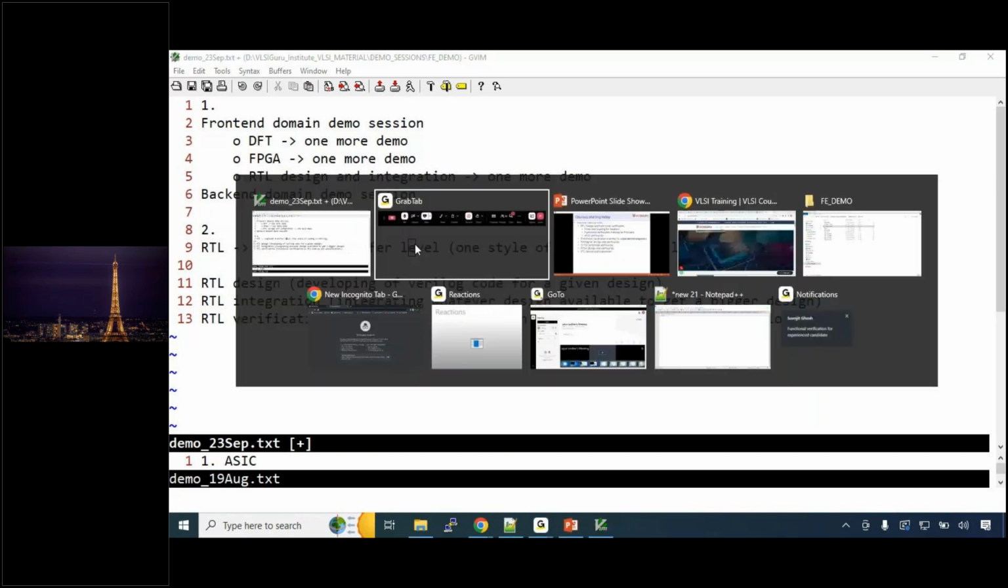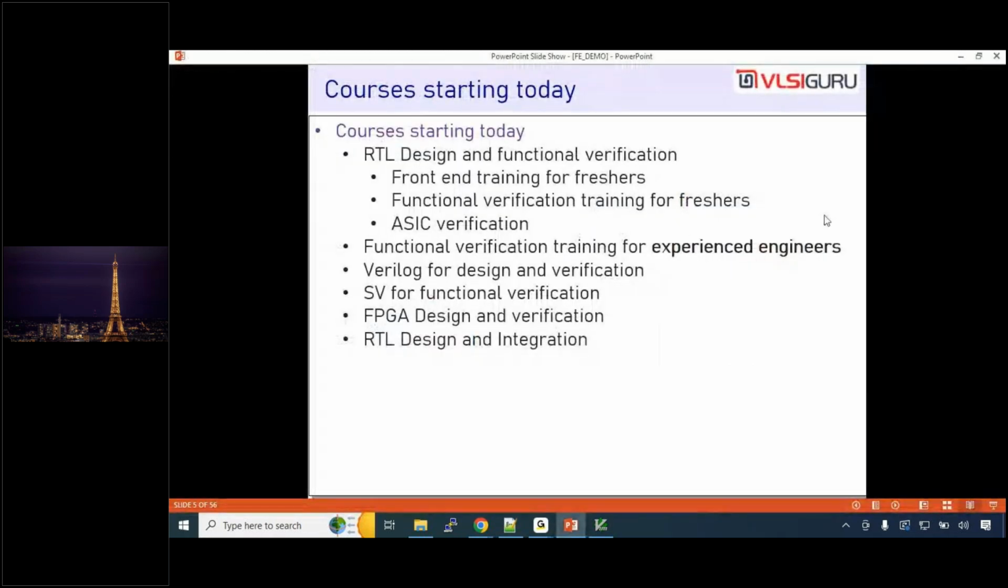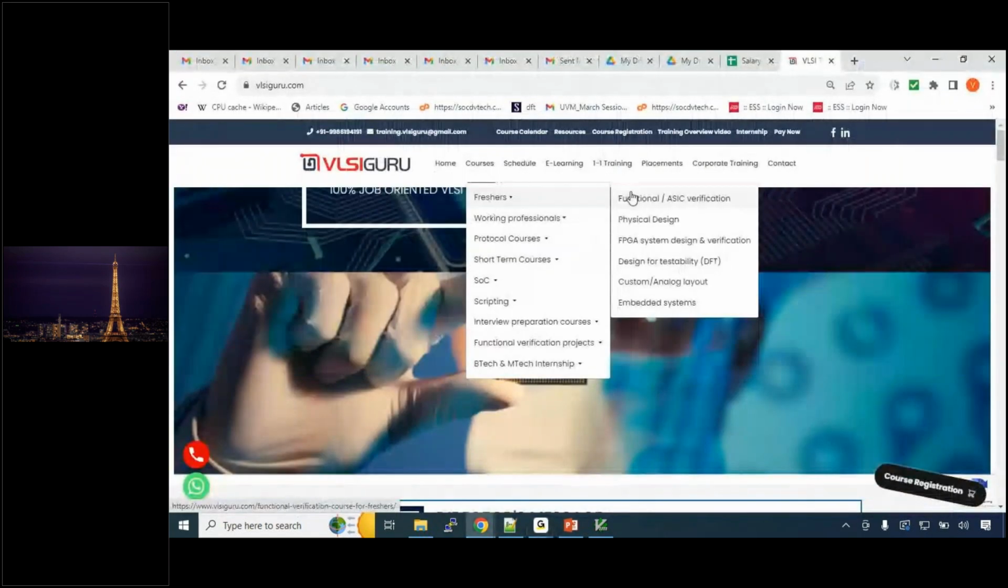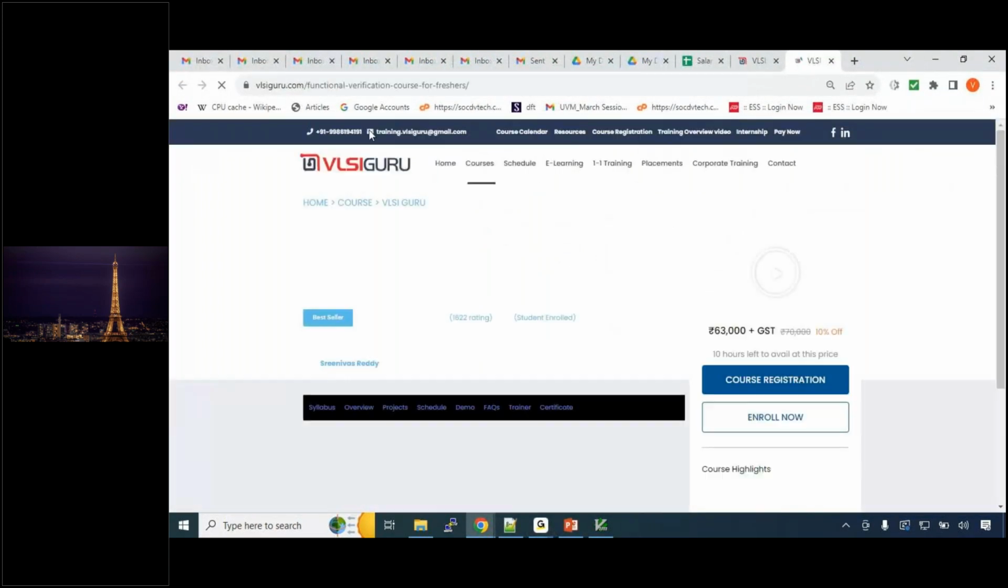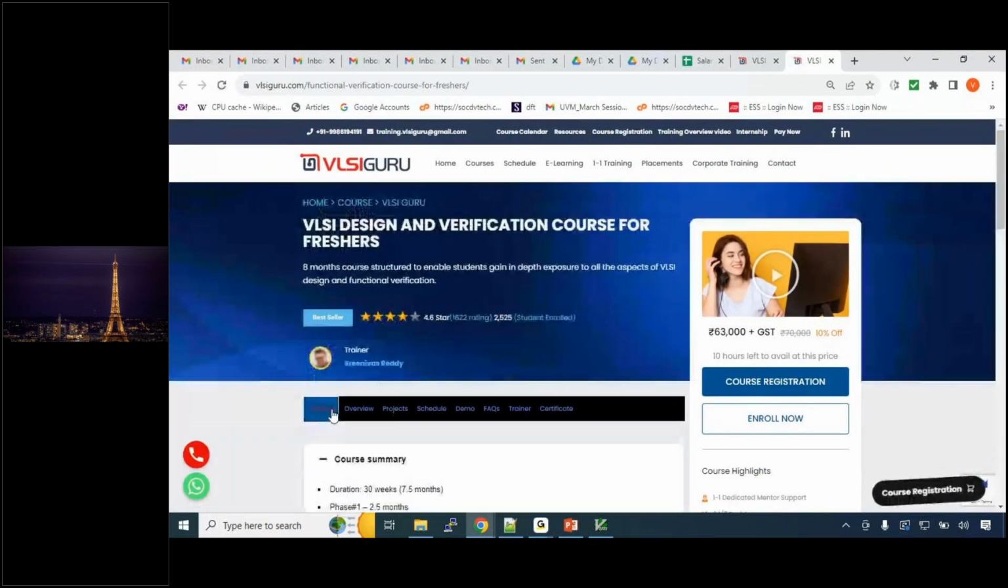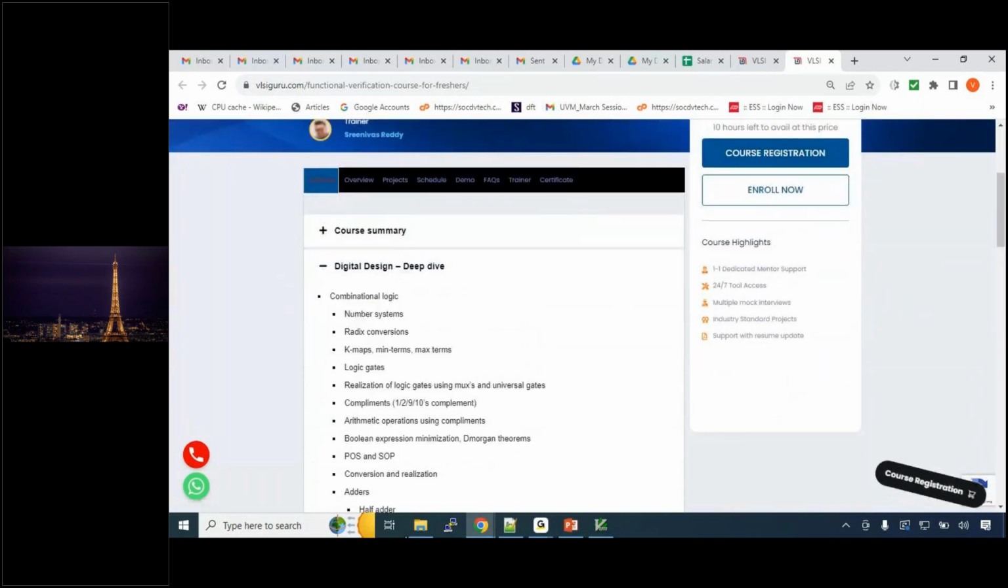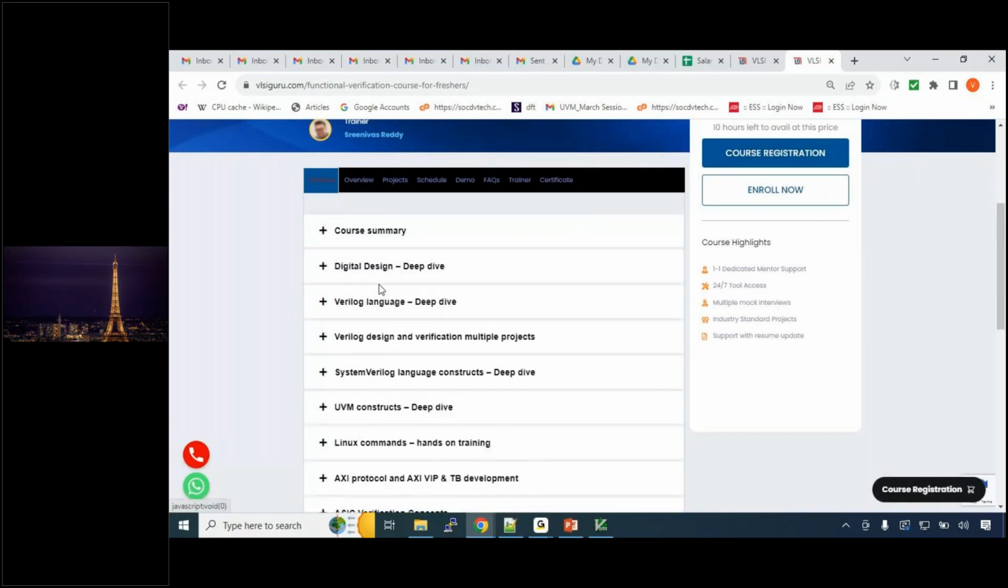Okay, someone is asking about functional verification for experienced engineers. Is that your query? Okay. Let's understand the difference between functional verification training for freshers and functional verification training for experienced engineers. This is the freshers course that I have opened. The syllabus starts with digital design, all the aspects of digital design. Then we'll focus on the Verilog language and Verilog projects.